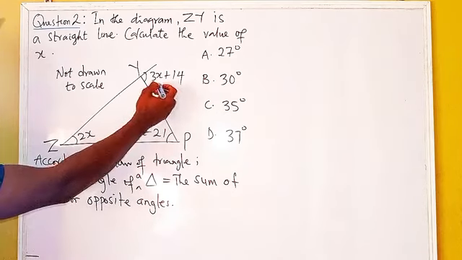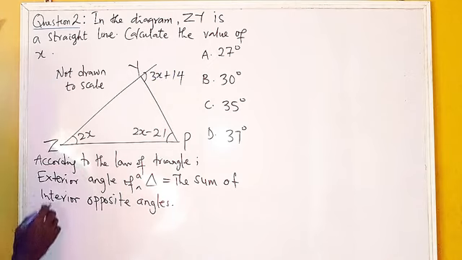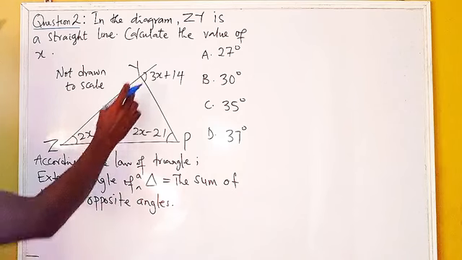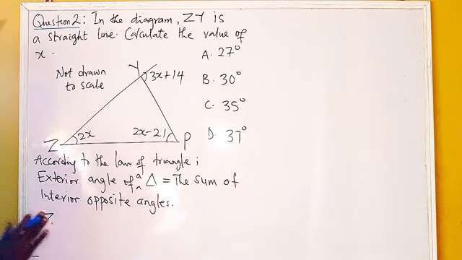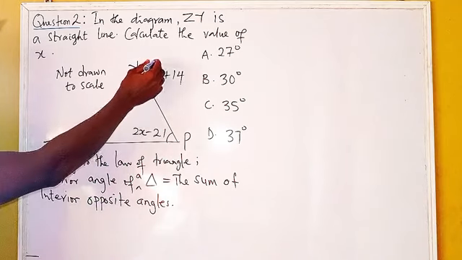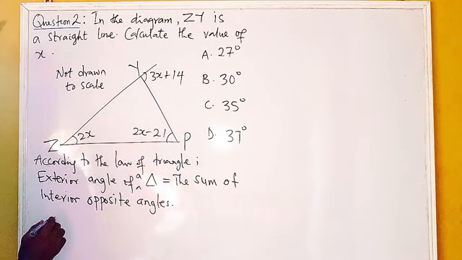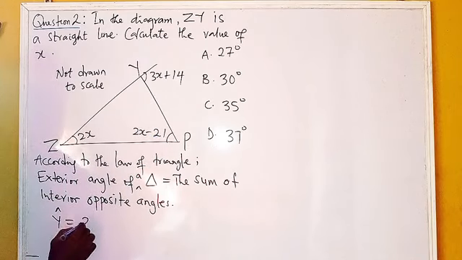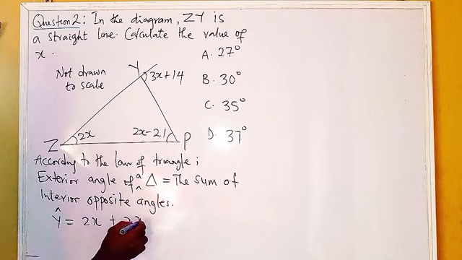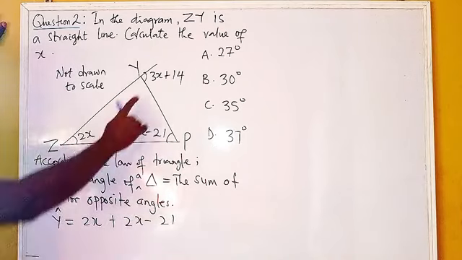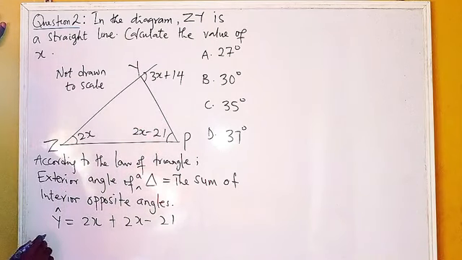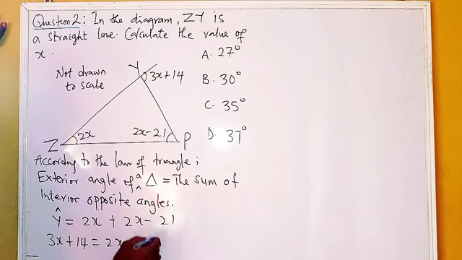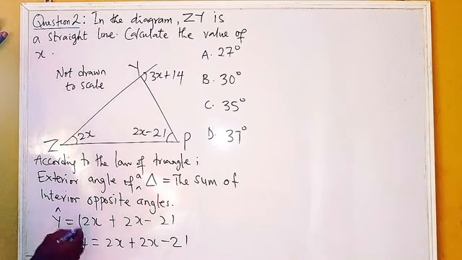So what we are saying now is that this angle here, this angle Y here, is equal to the two angles we have here, which is 2x plus 2x minus 21. So this angle found outside, which is the exterior angle, is 3x plus 4, which equals 2x plus 2x minus 21. So now don't make the mistake.